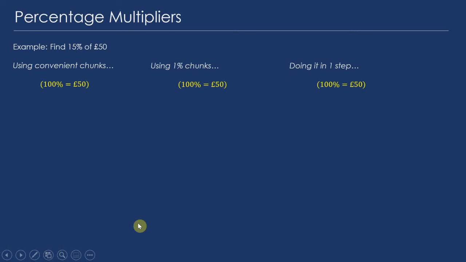Hi guys, going to talk through how to find percentages using multipliers. It's much easier to use this method to find percentages. It's particularly useful if you've got a calculator.